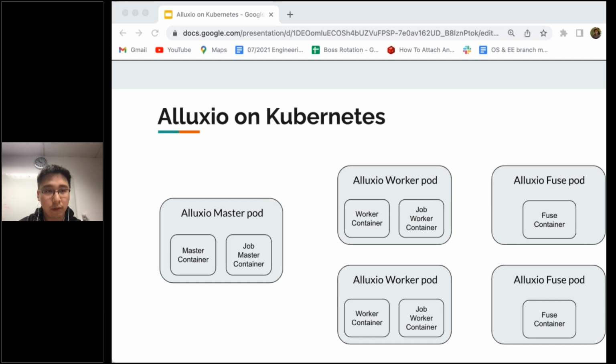Then we'll have worker pod, which runs Alluxio worker and job worker inside. Alluxio worker is where the data is stored. Finally, we'll have Fuse pods, which runs Alluxio Fuse process.